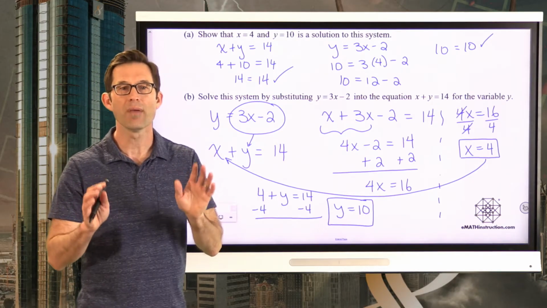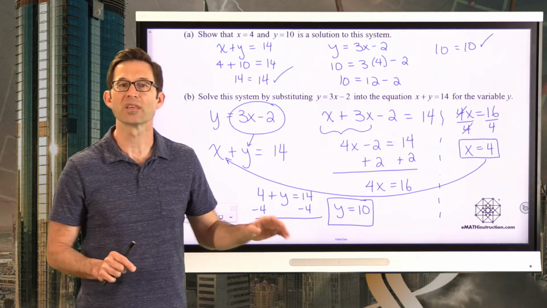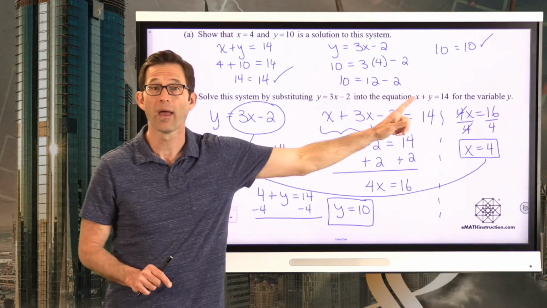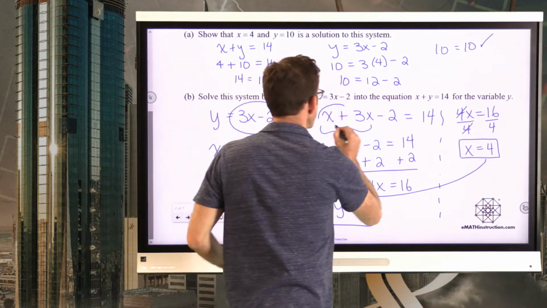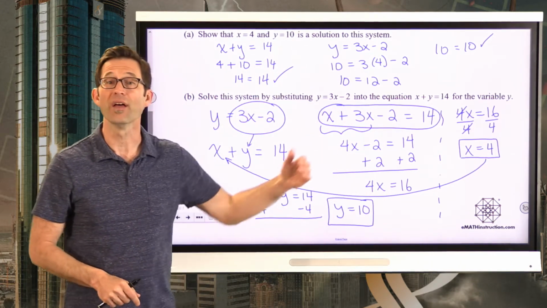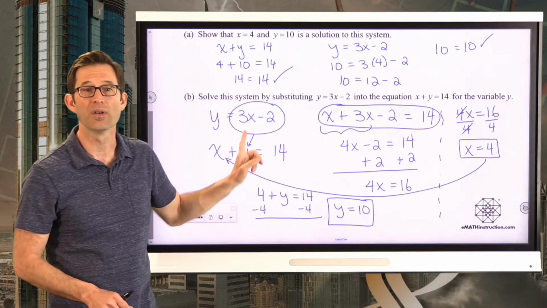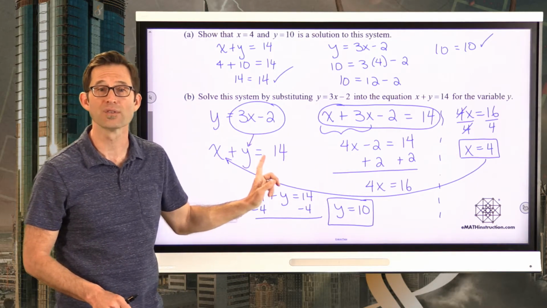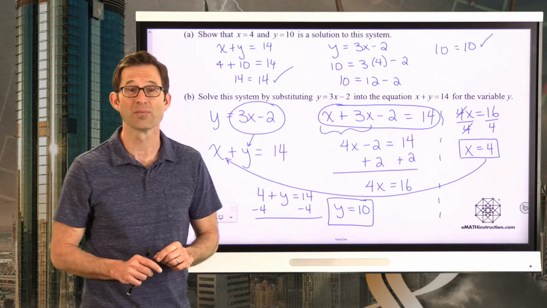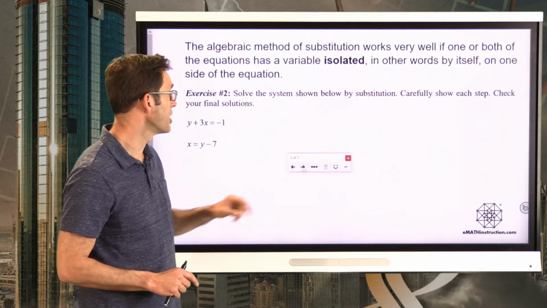The main method for solving systems of equations is substitution, because it allows us to take two equations that have two variables, x and y, and change them into one equation with only a single variable. We can then solve for that variable, take its value, substitute it into either one of the original equations, and solve for the other value. That's it. That's the method of substitution. So let's get a little bit more practice with it, because boy is it handy.